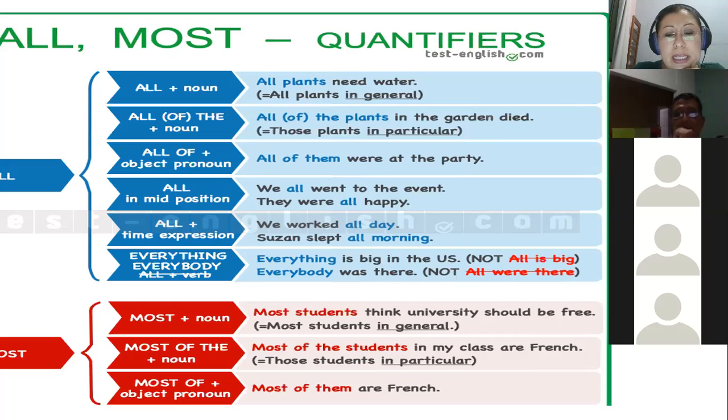Most of the students in my class are French. Those students in particular, okay? Estamos hablando de que la mayoría de estudiantes, pero de esa clase en particular. Most of them are French. La mayoría de ellos son franceses. And this is the case when I have most of plus the object pronoun. The object pronoun in this case is them. Okay, them.